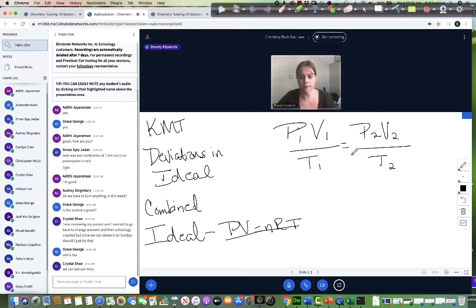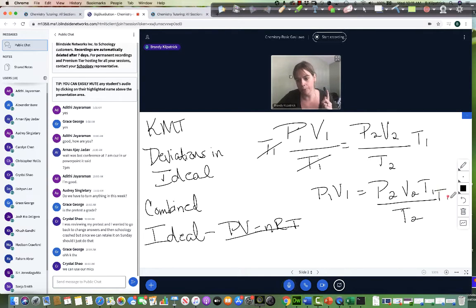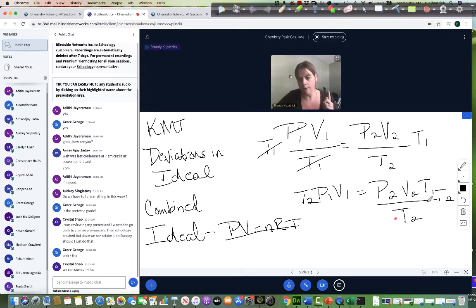However, I don't like this. You guys usually do the math wrong when you have it presented like this. So what I like to do is move these from the bottom so that we don't have any fractions anymore. To do that, you multiply both sides by T1, and that gets rid of that. Then you have P1 times V1 is equal to this. Now we have to get rid of the T2, so multiply both sides by T2, and that gets rid of that.